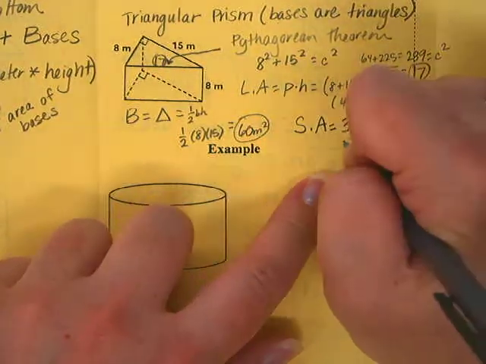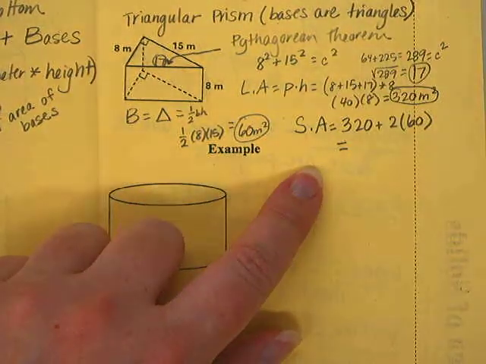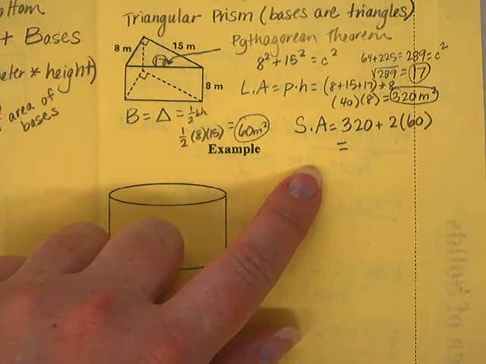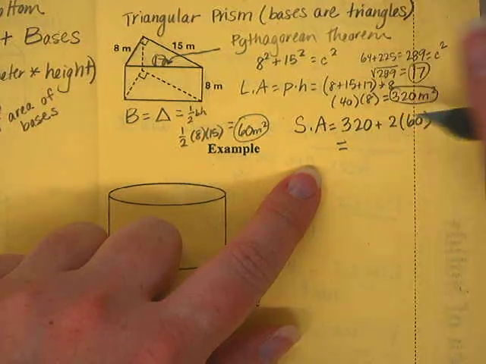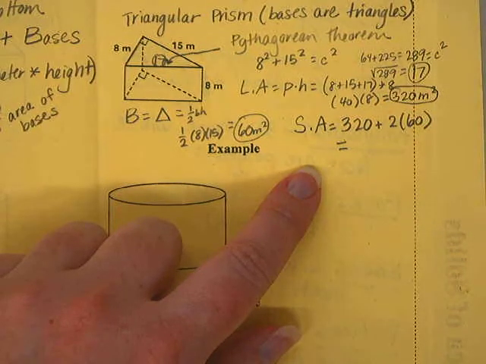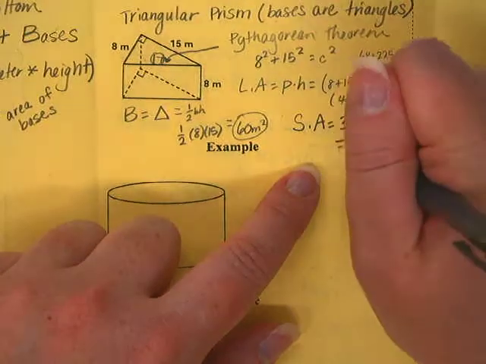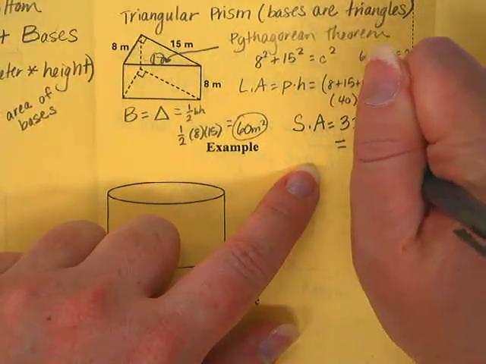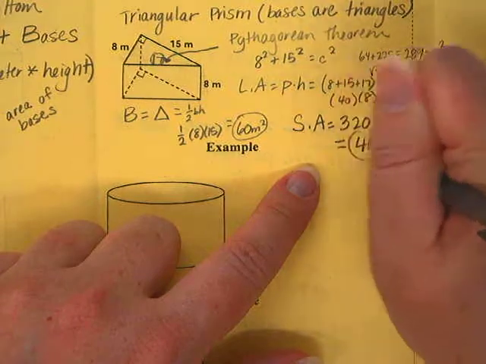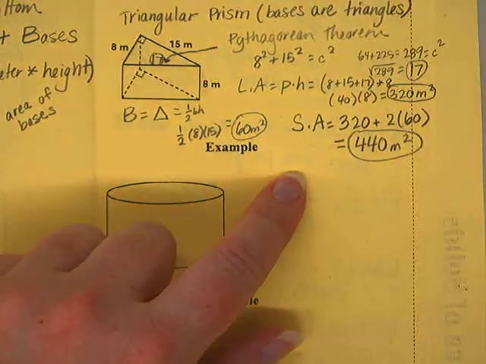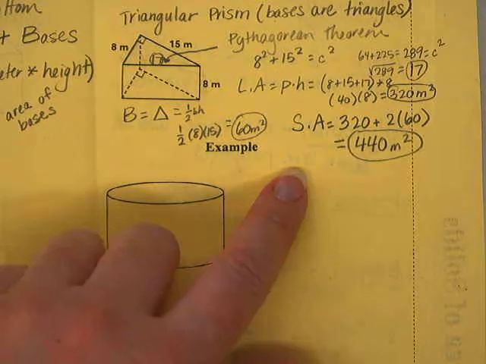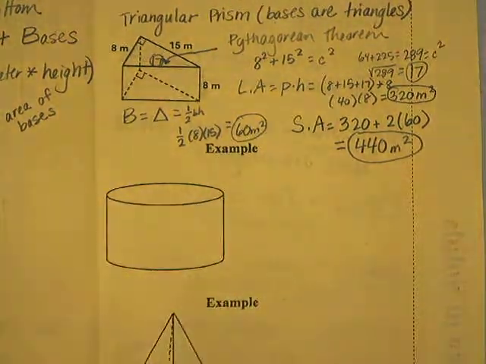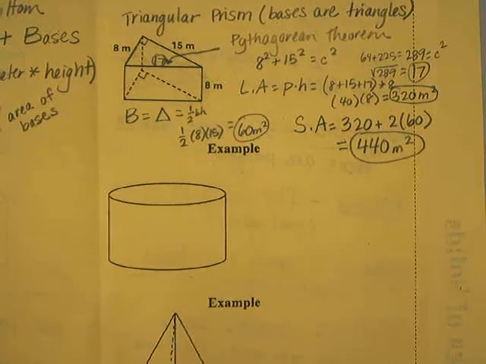Surface area is the lateral area plus the 2 bases. So the lateral area is 320, and one base is 60, so we're going to add 2 of those. And then we add this all together and we get a total number. So 2 times 60 is 120, right? What's 320 plus 120? What is it? 440. Surface area for the wrapping for this cheese.